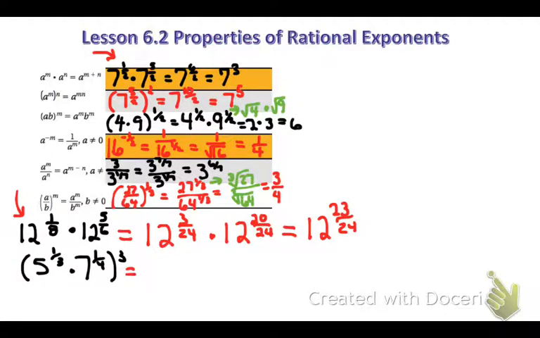The next example, we have this entire expression raised to the power of 3. So 1/3 times 3 is 1, so that just becomes 5 to the 1, or 5. And then 1/4 times 3 will give us 7, and that'll be raised to the power of 3/4.